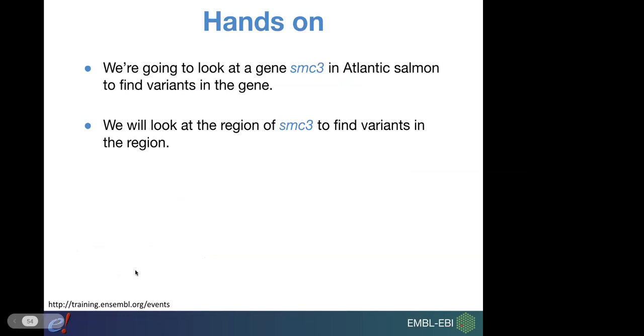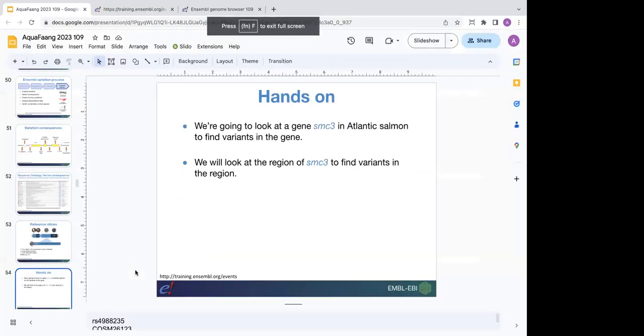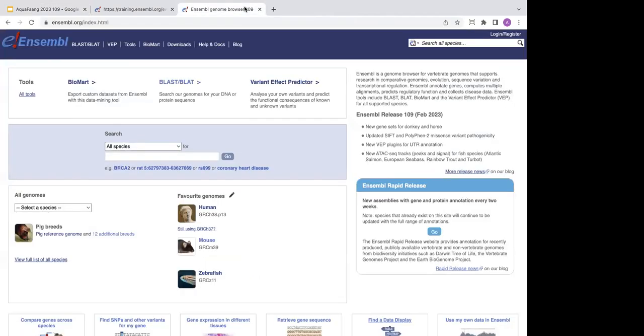We're going to now move on to the demonstration. We're going to look at the SMC3 gene in Atlantic salmon, and we're going to find the variants within this gene. And then we're also going to look at a region of SMC3 to find variants in that region. So I'm going to jump out of my presentation, and we're going to go to www.ensembl.org.